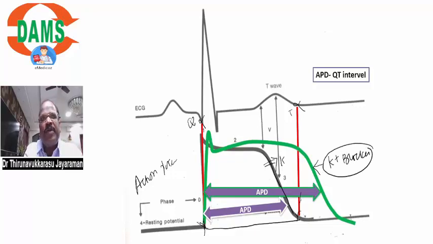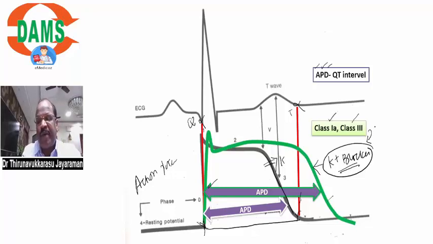If a potassium blocker prolongs the action potential duration, we know action potential duration corresponds to the QT interval. If it is prolonging, the QT is going to prolong. That's why any drug having potassium blocking property causes QT prolongation. Among the anti-arrhythmic agents, class 1A and class 3 drugs have potassium blocking property, so they definitely have a risk of causing QT prolongation.